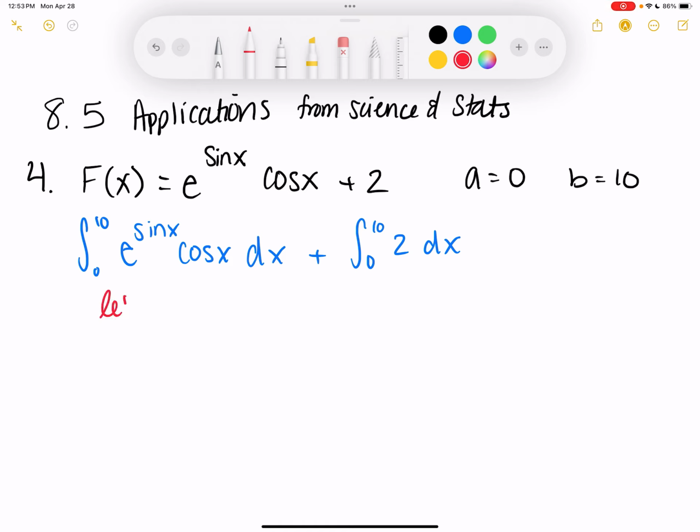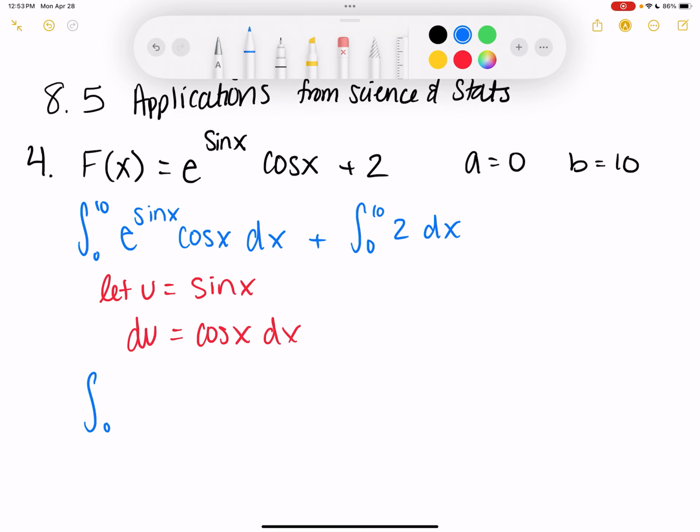Okay. Let u equal the sine of x, because the derivative of sine of x is what? Cosine of x. Cosine of x dx. So I have that in there already. Obviously over here, I'm just going to work this down. Why is this not clear? What is happening? Okay, so now I have the integral from 0 to 10 of e to the u du. Plus, I'm just going to copy the integral down. I know I can do that really quickly, but I'm just going to.